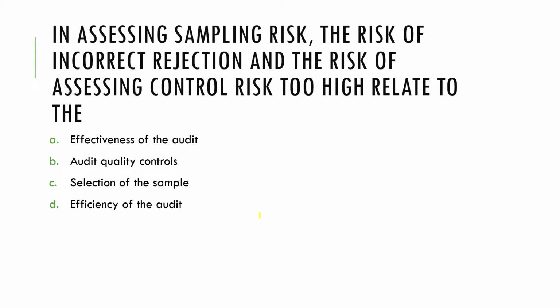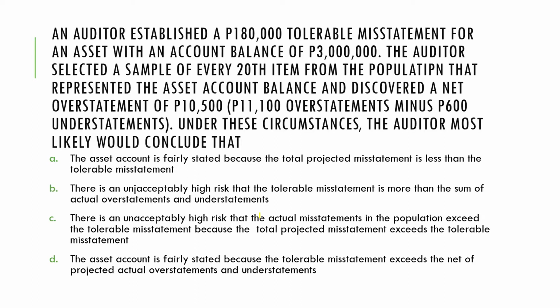In assessing sampling risk, the risk of incorrect rejection, and the risk of assessing control risk too high. If you assess control risk as high, that means you didn't rely on the controls when in fact you could have relied on it. And because you did not rely on the reliable controls, you ended up testing more in terms of substantive and taking a long time to finish your audit. So this one affects the efficiency of the audit. So that will be delta for this number.